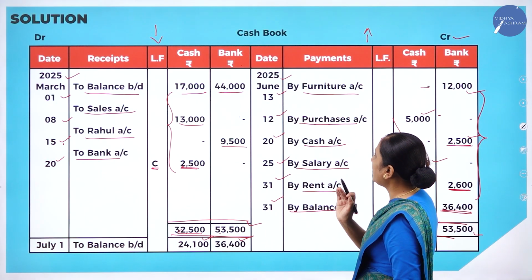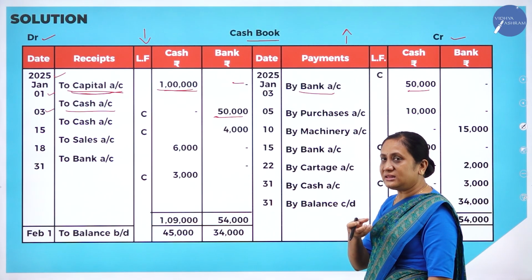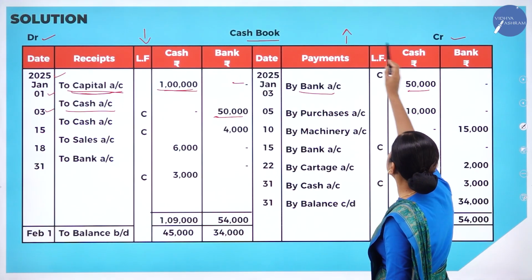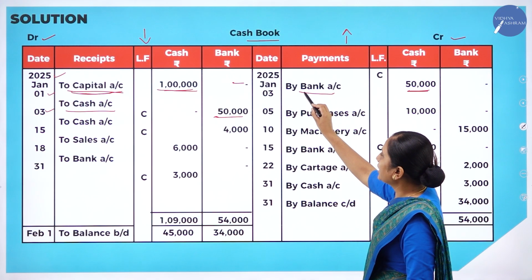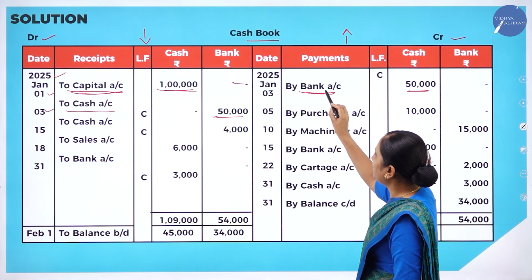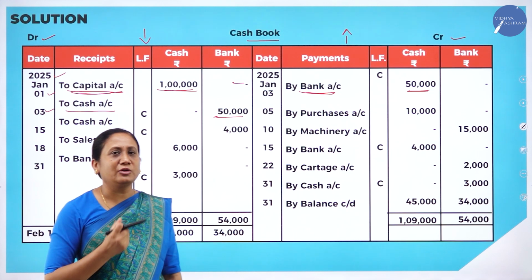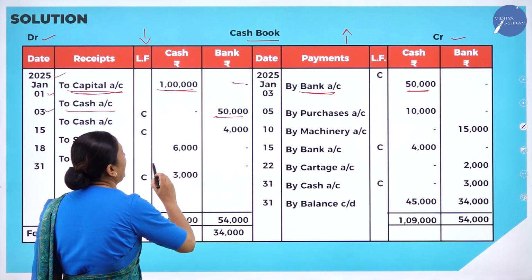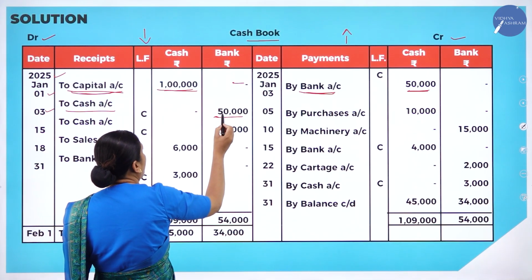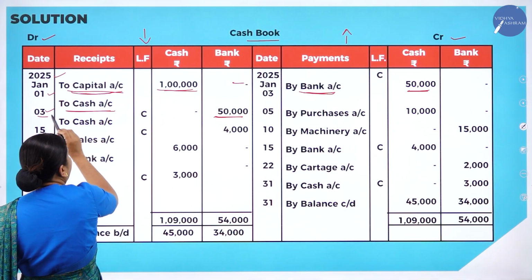See here, one entry for withdrawal. First, he is taking the money from the business. So cash is going out. So in the cash column, you write 50,000. Where is it going? By bank account. So we will write it as by bank account, with the date in the date column. After withdrawing, the businessman is depositing that amount into his bank account, right? So in the bank column, we will write 50,000 to cash account, date 3.